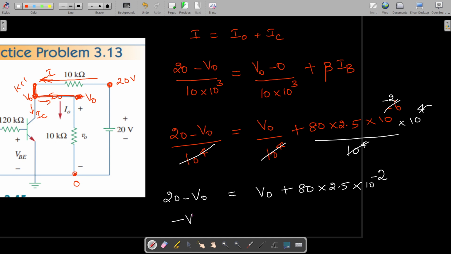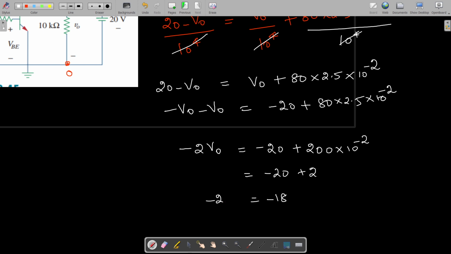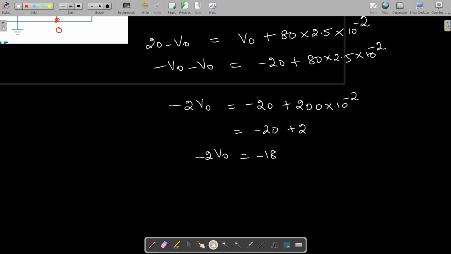So it is minus V0 minus V0, equal to minus 20 plus 80 into 2.5 into 10 power minus 2. So minus 2 V0 is equal to minus 20 plus this value. It is 200 into 10 power minus 2, that means it is 2. So it is minus 20 plus 2, which is minus 18. So minus 2 V0 is minus 18, and in the sense we can write V0 is equal to 9.